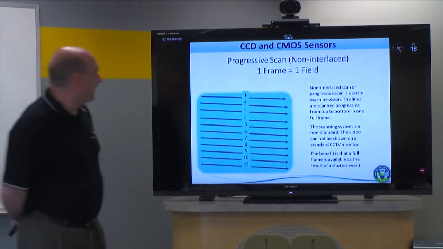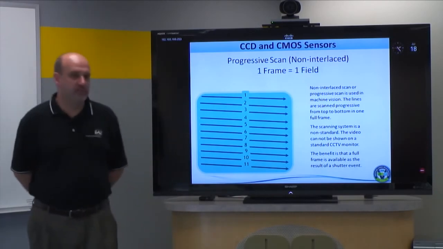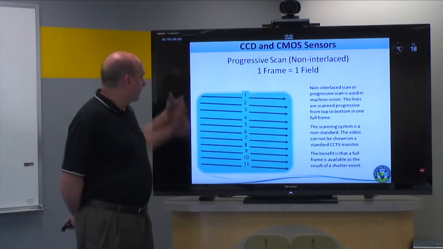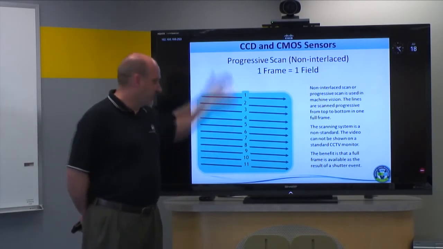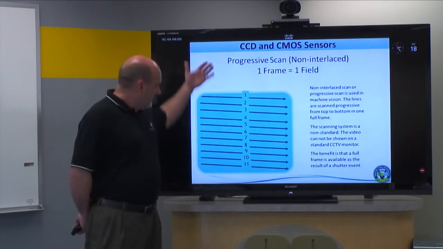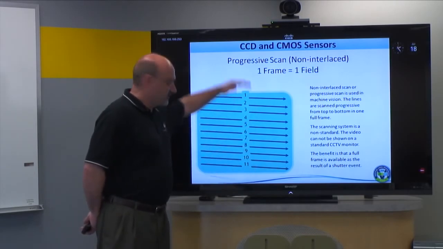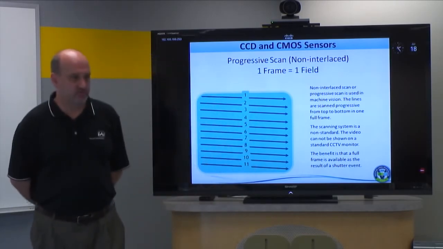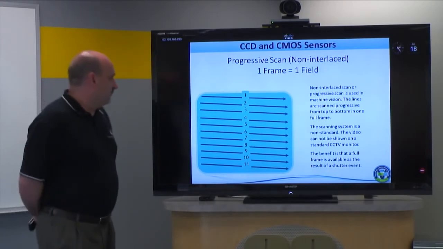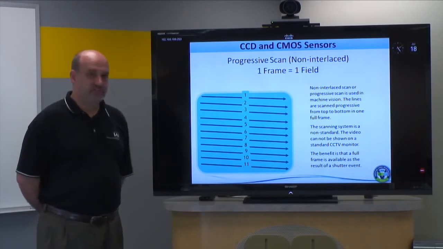In progressive scan, also called non-interlace scanning, one field equals one frame. This solves this. In progressive scanning, there is only one exposure. It's common to all the lines. The lines are then read out as I described, with the first pixels coming off the imager and sequentially all the way back to the top of the imager until the last pixel is read out. The benefit to this then is that the full frame is available as a result of a single shutter event.